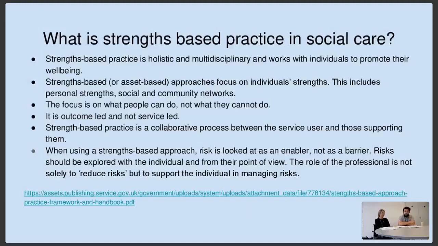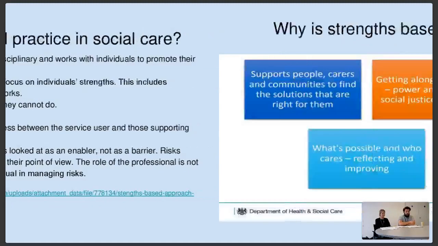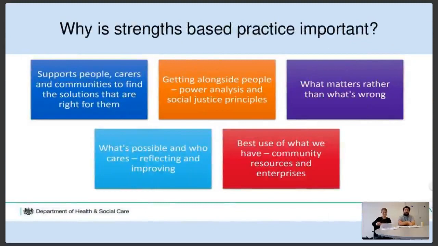Now, in terms of today, this isn't just a theoretical concept that we're looking at. You can see at the bottom there's a link, which we're not going to click on now, but you can look when you get the slides, which is the government policy this is based on. So this is a very high priority for how adult social care and social care more generally should be working. And we'll come on to policy and law in a minute. So why is it important?